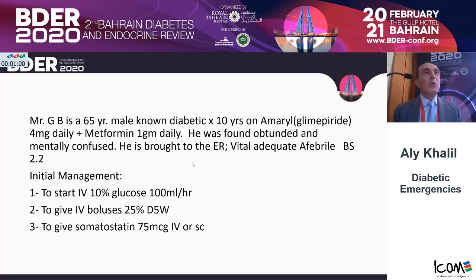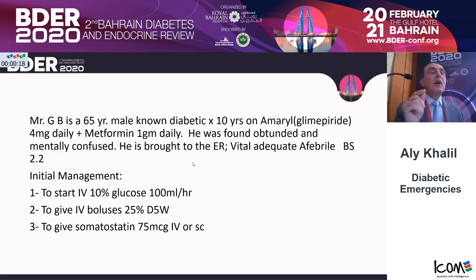Initial management: 1, to start IV glucose 10% at 100 ml per hour; 2, to give an IV bolus of 25% dextrose; or 3, to give somatostatin 75 micrograms IV or sub-Q. Who goes for 1? Give them D5 to prevent hypoglycemia. No one? Okay. Who would give the IV bolus? Okay, the majority. Who would give somatostatin? No one? Okay. What do you think the right answer is? Actually, the right answer is 3.